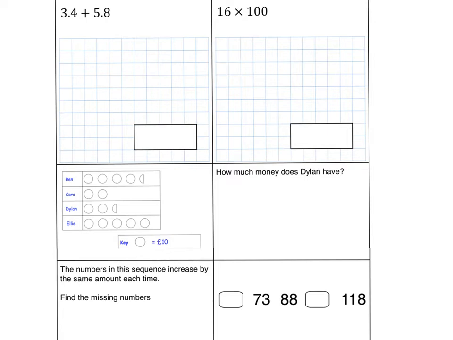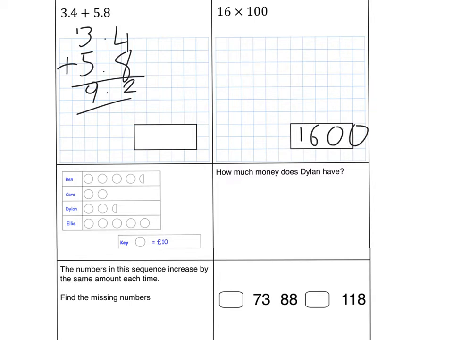Okay, so the first question is 3.4 plus 5.8. Okay, maybe you have written it out in the same way I'm doing it, or maybe you're able to do it in your head. So, and your answer is 9.2. Hopefully this question you will have remembered how to complete a question similar to these after last week. So because you're multiplying by 100, you have 2 zeros on the end of the number, so it's 1,600.